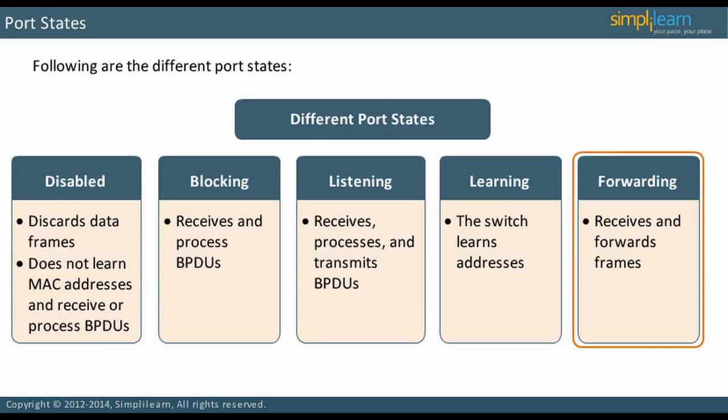Forwarding is the last port state. The port receives and forwards frames. It also forwards frames switched from another interface for forwarding. Ports can transition in reverse order as well. For example, a forwarding port can move through learning and listening to reach blocking. In the next slide, let us focus on common spanning tree processing.